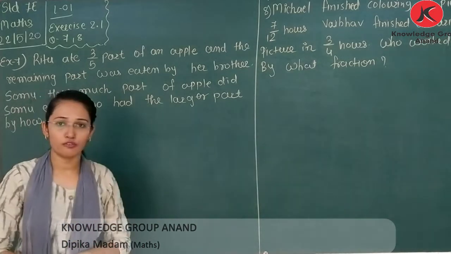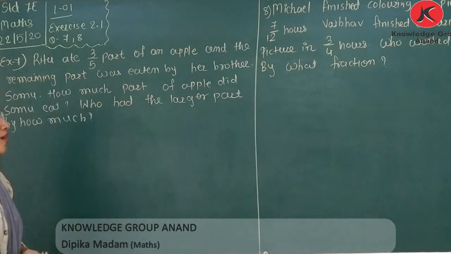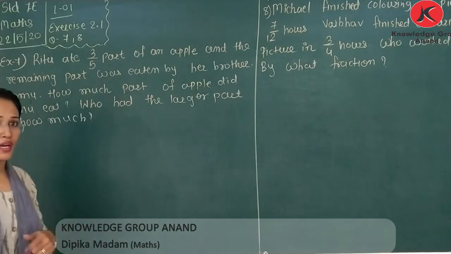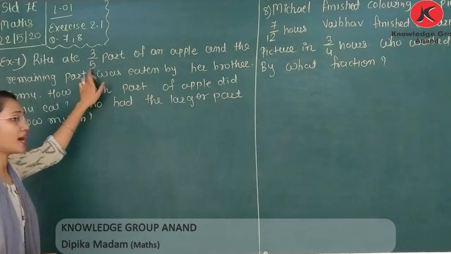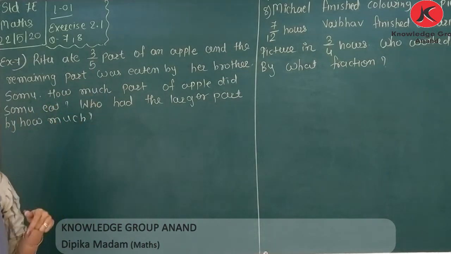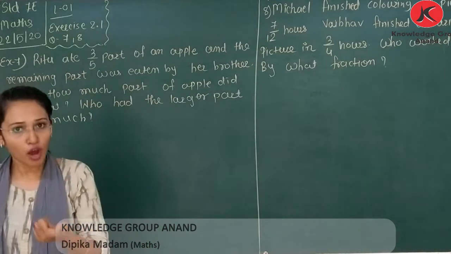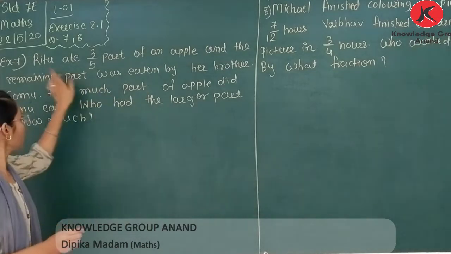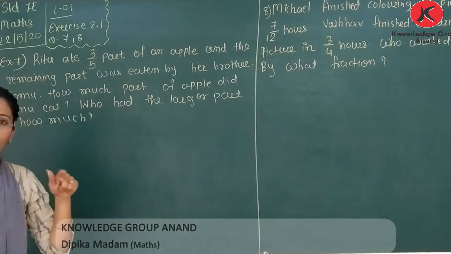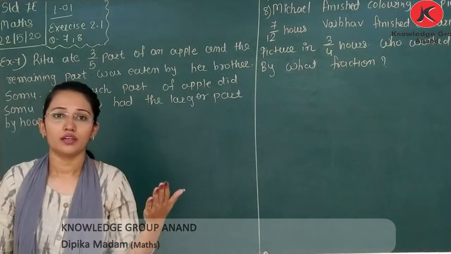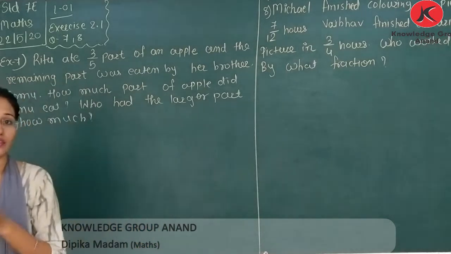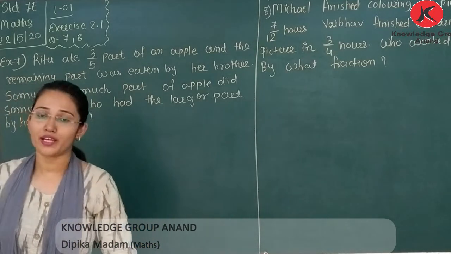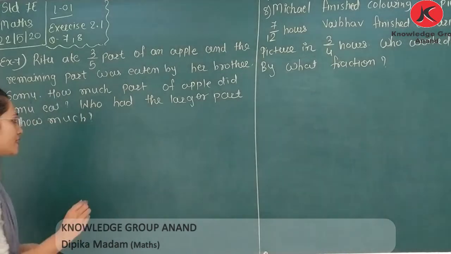First of all, we have to find how much part was eaten by Somu. If one apple is divided into 5 parts, then only it is written as 3 by 5. 3 by 5 is what? From 5 equal parts, 3 parts were eaten by Ritu. Divide the apple into 5 parts and 3 parts Ritu eats, so how many remaining parts does Somu eat? 2 parts.